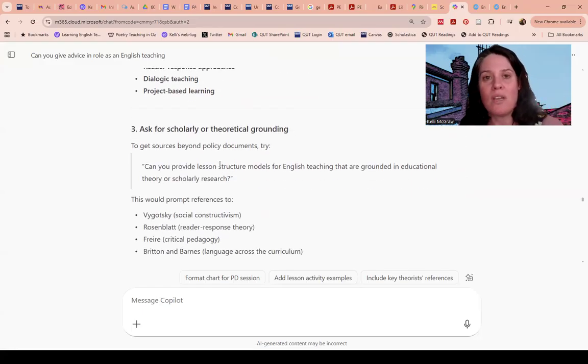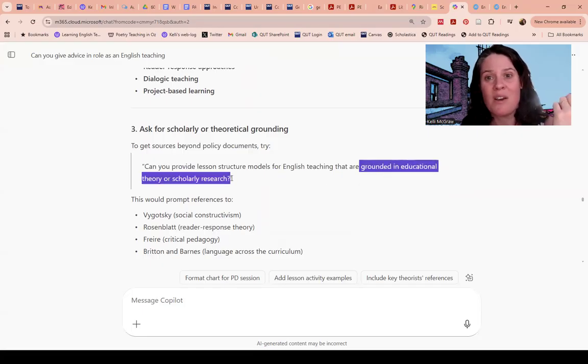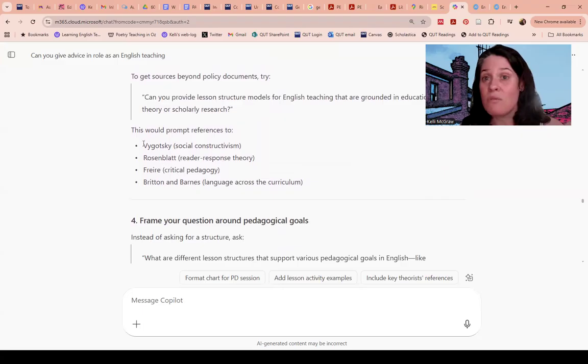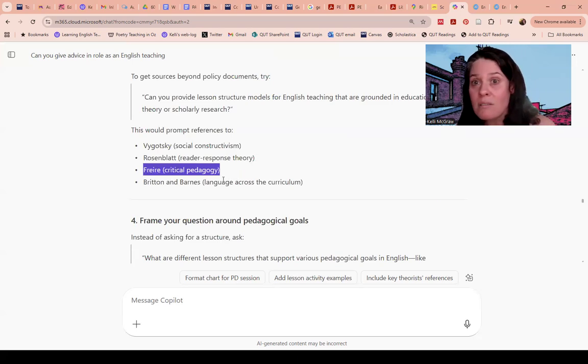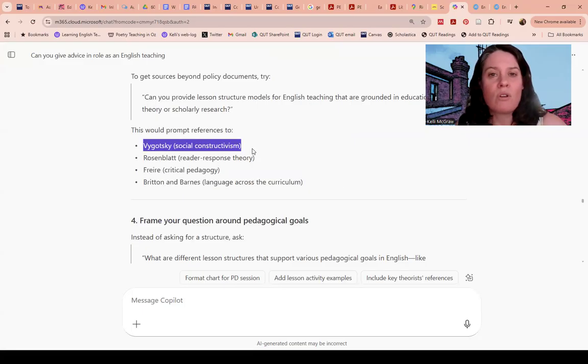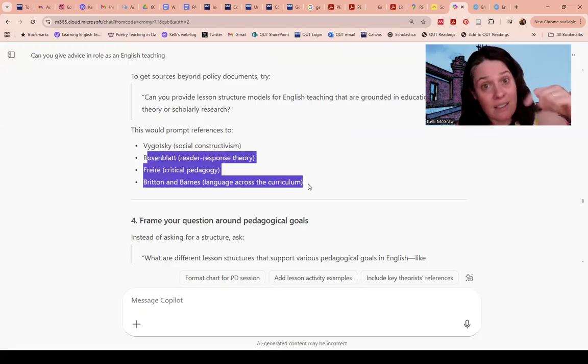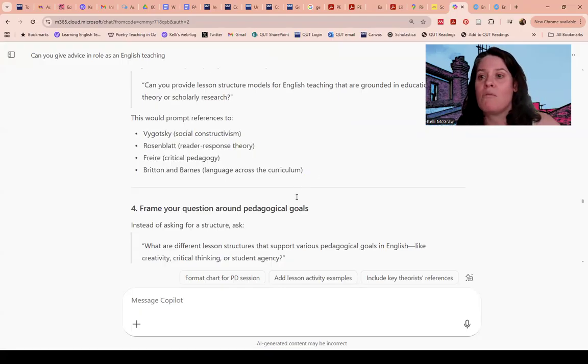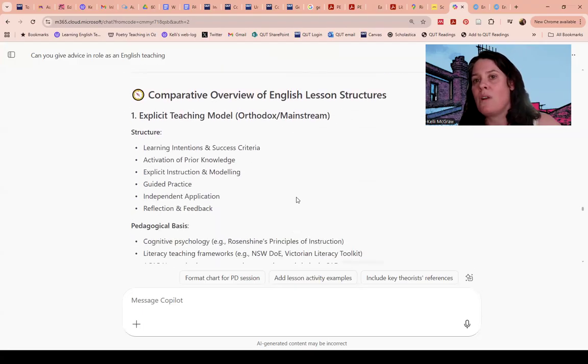And because I was annoyed that it was just going to state governments and policy and curriculum, it says, well, if you wanted something based on scholarship, then you could have asked me to base this on scholarship. And it says, then I would have told you about Rosenblatt and reader response, which would have been awesome. And then I would have referred to Freire and critical pedagogy, which would have been awesome. Britton and Barnes, oh my gosh, language across the curriculum. You all know Vygotsky, but those other three are English and literacy specific, really cool stuff. So there are some tips for you. There is what I found.